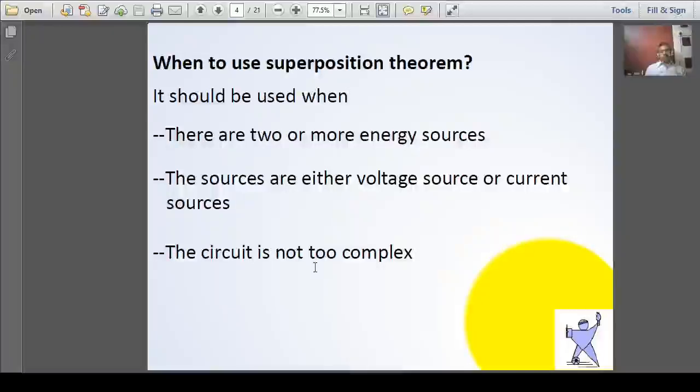So when should we use the superposition theorem? We should use the superposition theorem when the circuit is not too complex. Means circuit is simple, circuit is having two or more energy sources. The energy sources may be in form of voltage source or a current source or a combination of both.